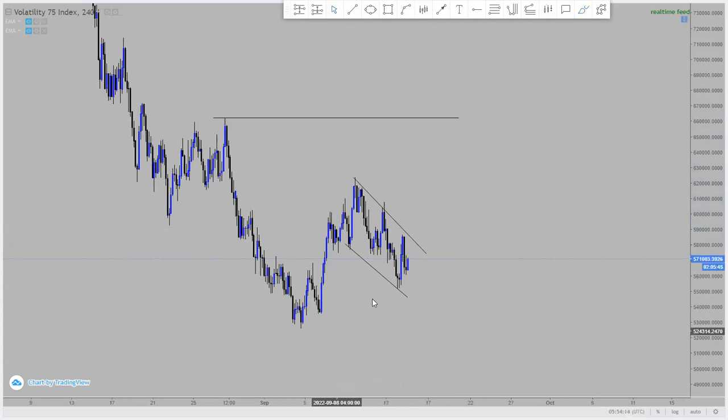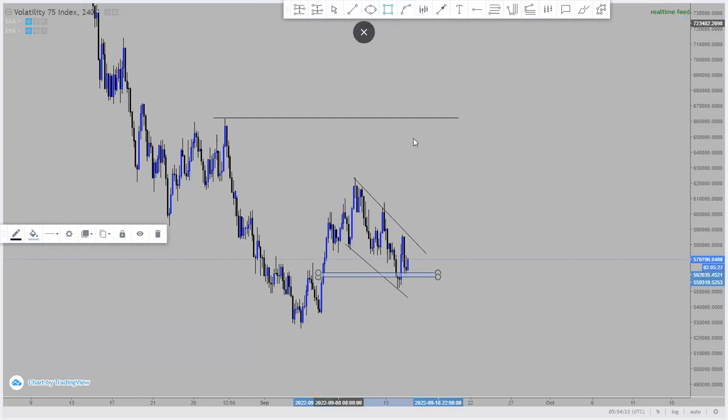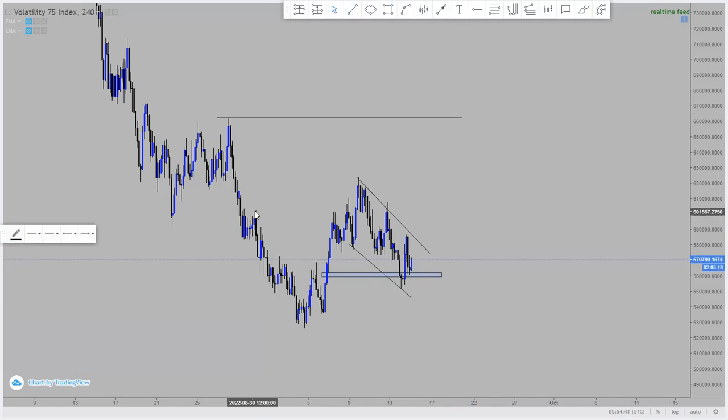Same thing according to the institutional perspective. Let me see if I can mark an area of significance. I have this fair value gap here, this imbalance that is here. The market actually respected the imbalance, and it's bouncing on the imbalance after it changed character according to the 4-hour. On the 4-hour, there's already a change of character. The one that we are waiting for to happen on the daily has already happened on the 4-hour.